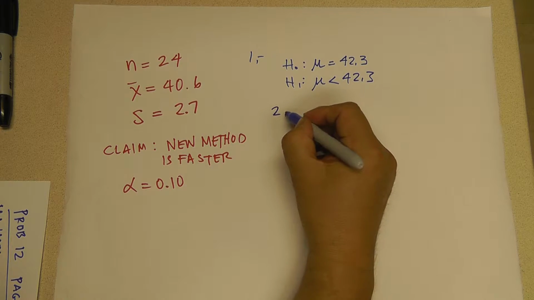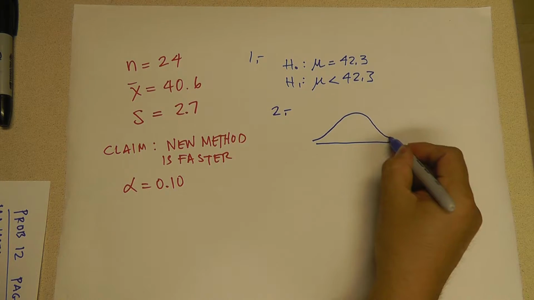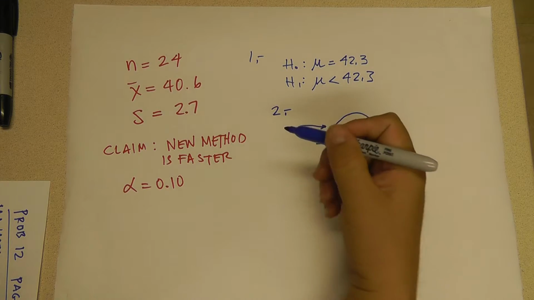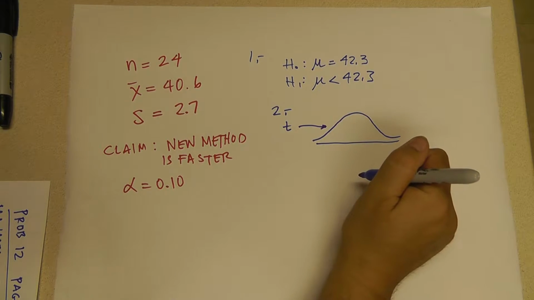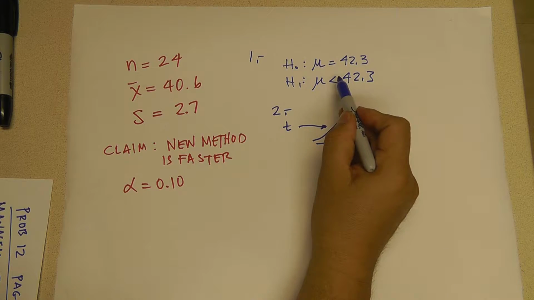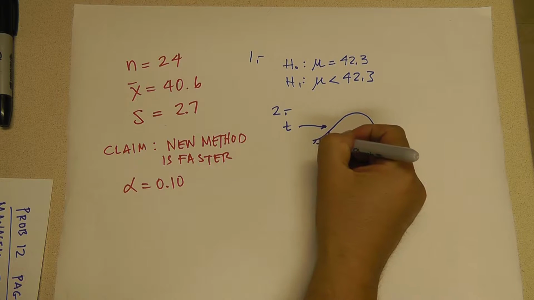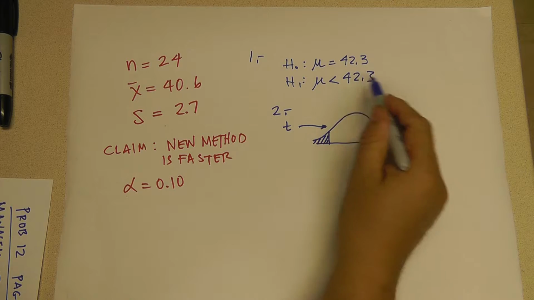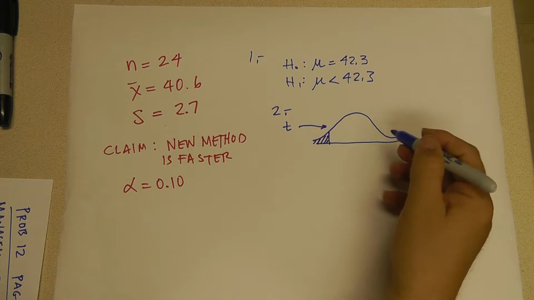Number 2, we are going to do the graph. And notice the fact that we have s rather than sigma makes this graph a t-distribution. And the fact that this alternative hypothesis is less than implies that you have one tail on the left side, right? Less than implies on the left; if we had a more than, you would have a tail on the right hand side.